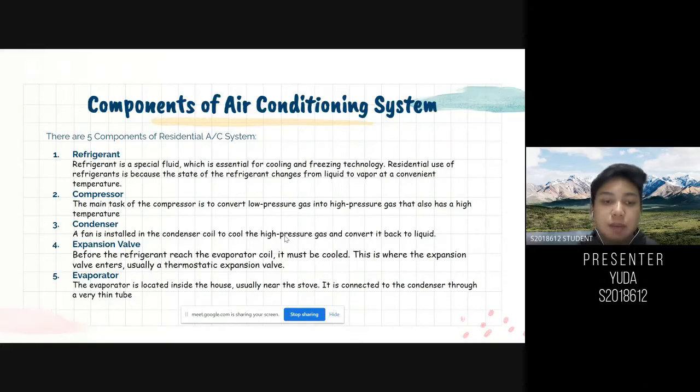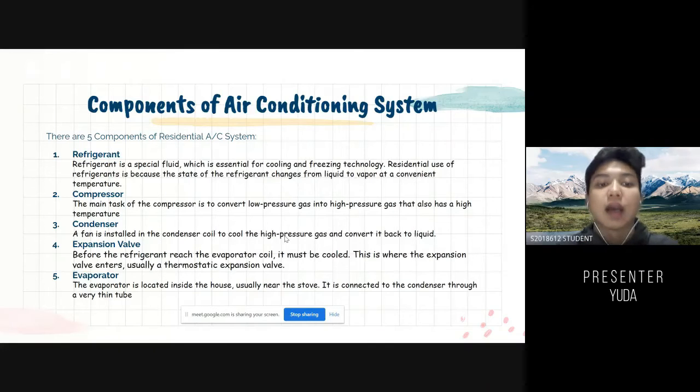Expansion valve: before the refrigerant reaches the evaporator coil, it must be cooled. This is where the expansion valve enters, usually a thermostatic expansion valve. And the last one is the evaporator. The evaporator is located inside the house, usually near the stove, and it is connected to the condenser through a very thin tube.